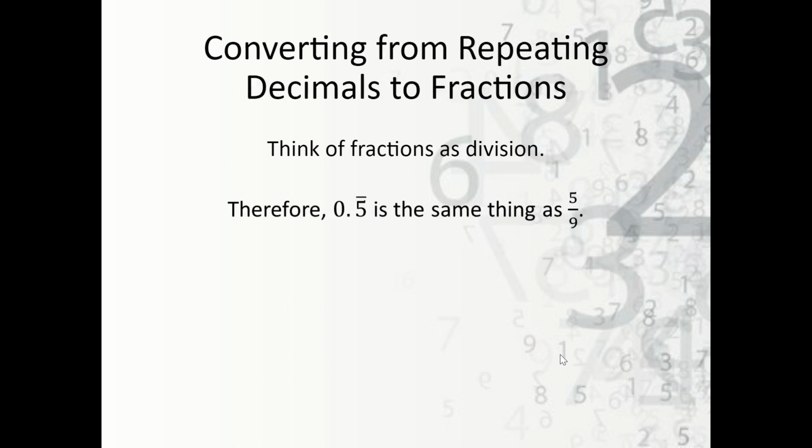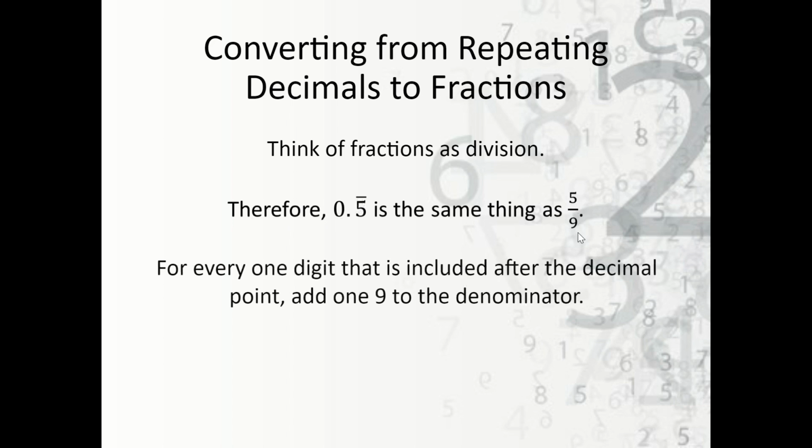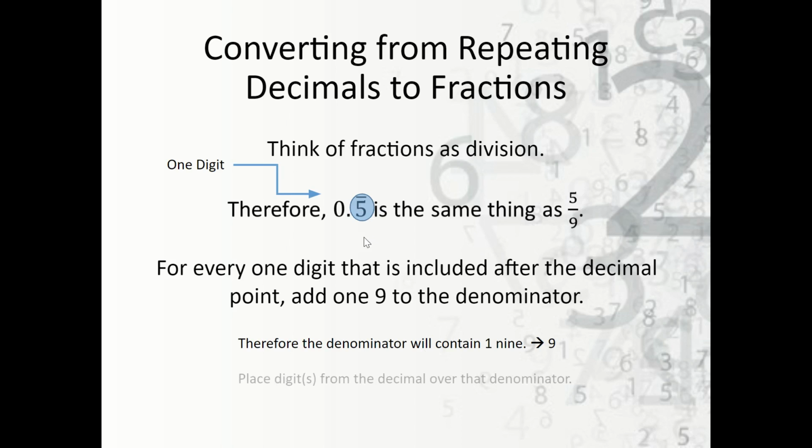Now what happens if we have repeating decimals? Well, I'm going to tell you right now that 0.5 repeat is the same thing as 5 over 9. Now how do we get there? For every one digit that is included after the decimal point and is repeating, we add a 9 to the denominator. So in this case, there's one digit after the decimal point that is repeating. So we're going to include one 9. So it will be 5 over 9.